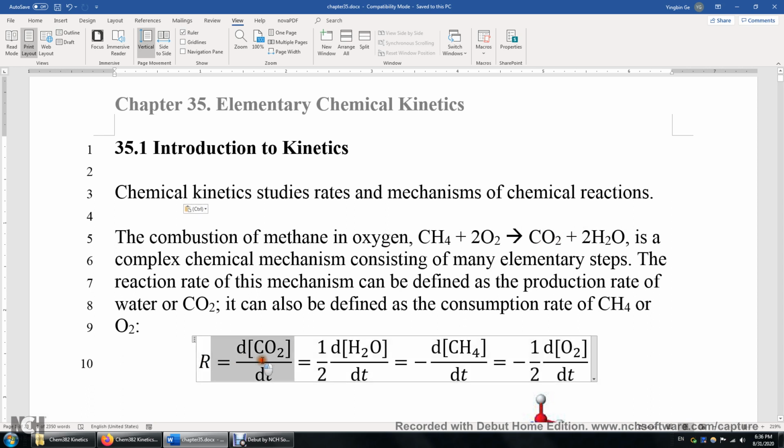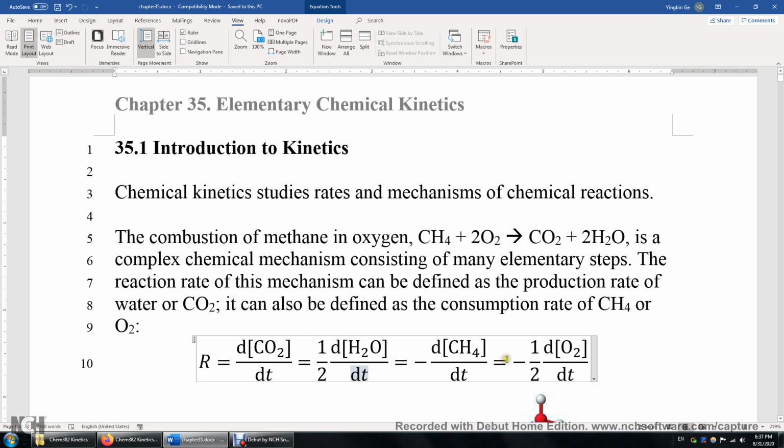So for example, over here, the reaction rate can be defined as how fast the concentration of CO2 changes with time. Also, we can use water to define the reaction rate. Over here, this is how fast the concentration of water changes with time. But if you look at this balanced chemical reaction, whenever one CO2 is produced, two water molecules are produced at the same time. Therefore, we need to include this 1/2 in front of d[H2O]/dt.